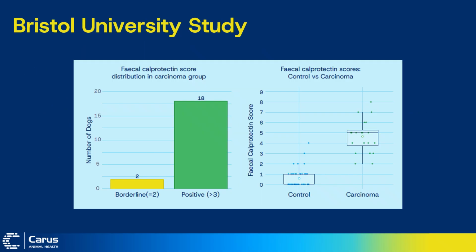And the final canine group was 20 dogs with carcinomas, and this showed that none of them were within the normal range. Now, to differentiate between carcinoma and inflammatory enteropathy, we would still need histology, but this shows that it could be used as a really useful screening tool in these cases.